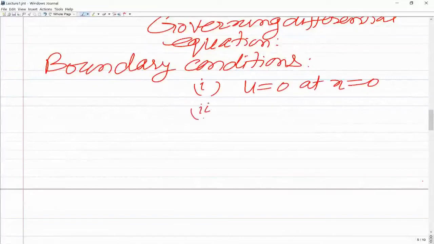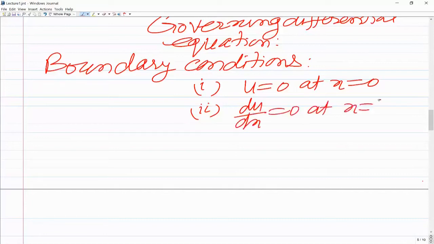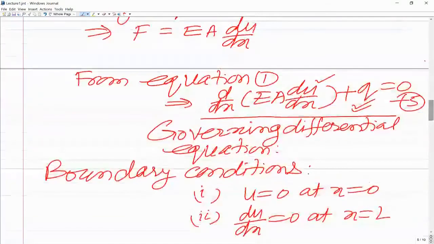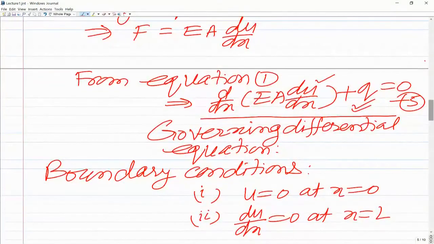The second boundary condition is at the right side, as I said, no force. No F means du by dx is 0. So du by dx is equal to 0 at x is equal to L. These are the two boundary conditions. You will notice that when the governing differential equation is second order, the highest order derivative is 2, then you require two boundary conditions. When we solve this differential equation, we will have two unknown constants, and those unknown constants are determined using these two boundary conditions.